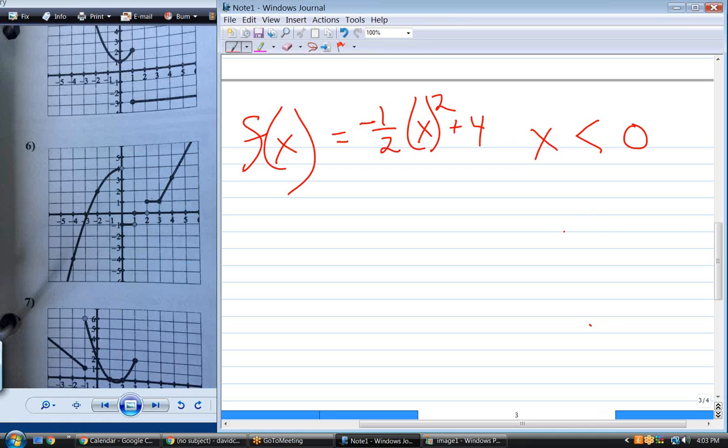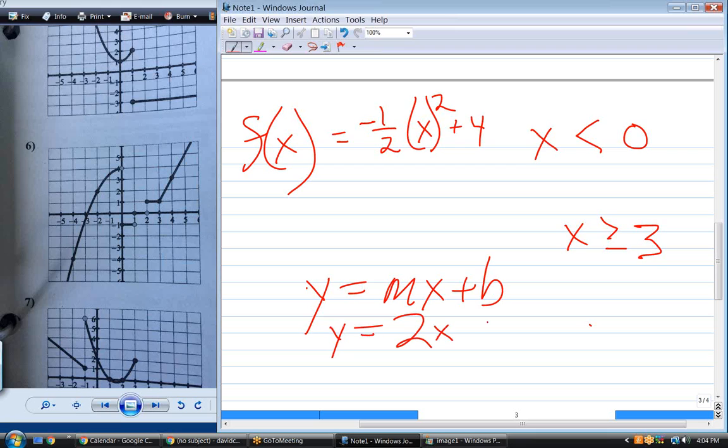So I'm going to jump to the third part here, which is whenever x is greater than or equal to 3. We know the general formula for a linear function is y equals mx plus b. What's the slope? Just measure it: the rise over the run. So 2 over 1. So we know this much now.